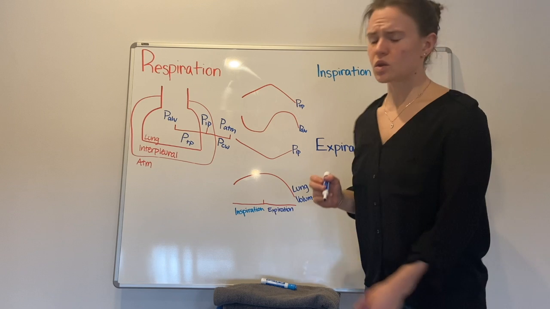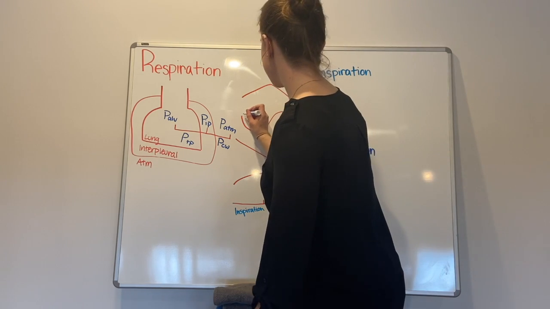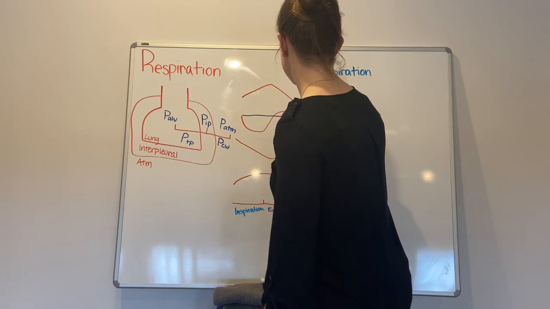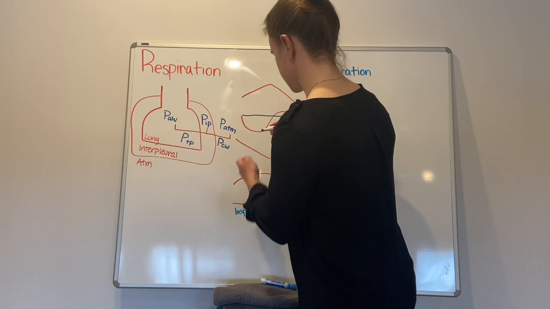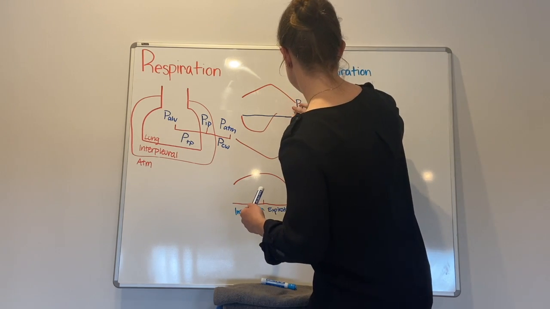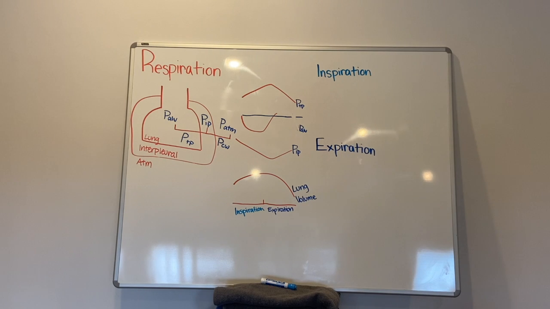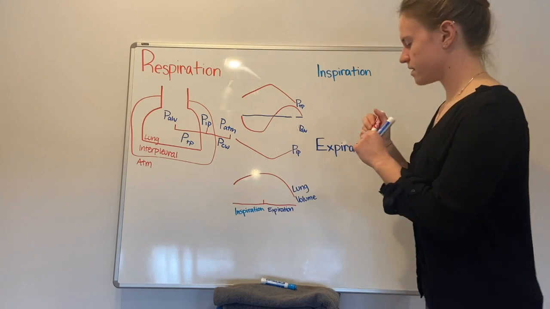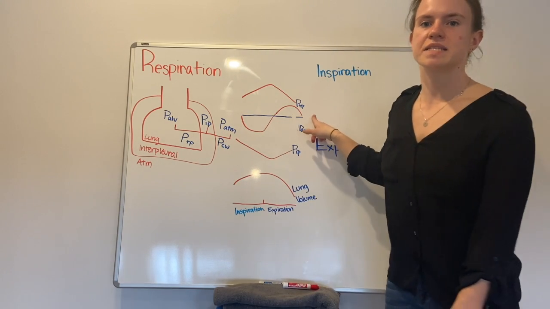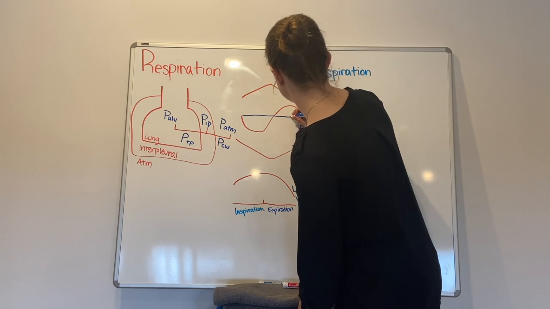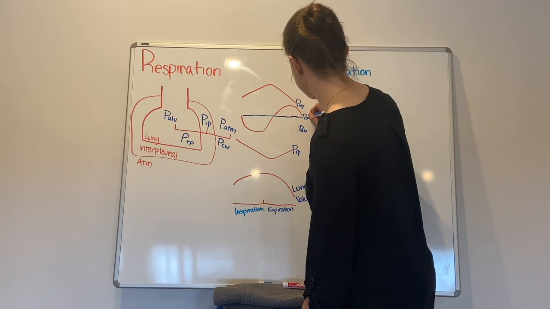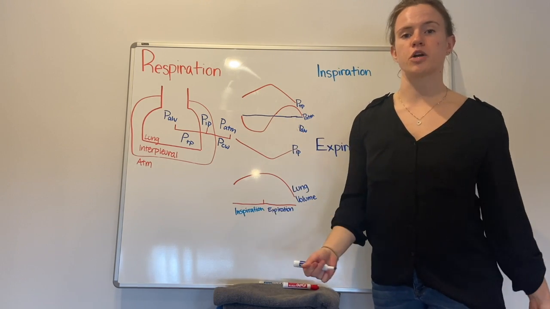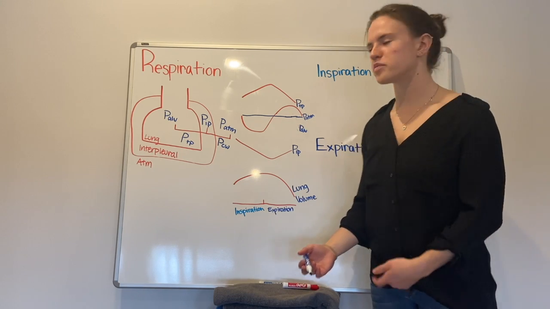Lung volume. One thing to note about this is that right here, through the middle of, I'm just going to redraw that real quick so that it's more to scale. This line right here represents atmospheric pressure. So this right here is PATM. And as you can see, that's where our alveolar pressure starts at the beginning of a breath and ends at the end of a breath.